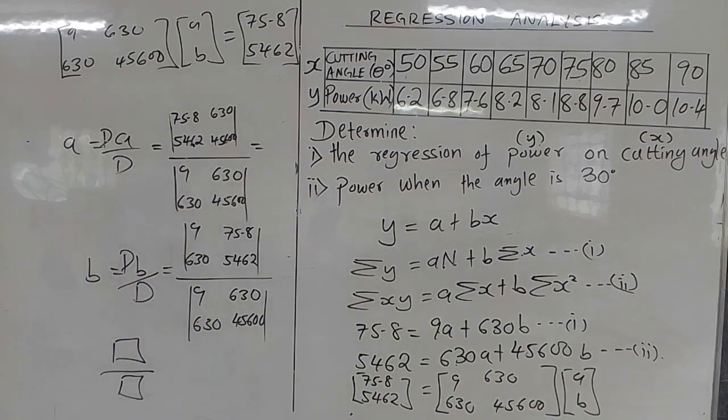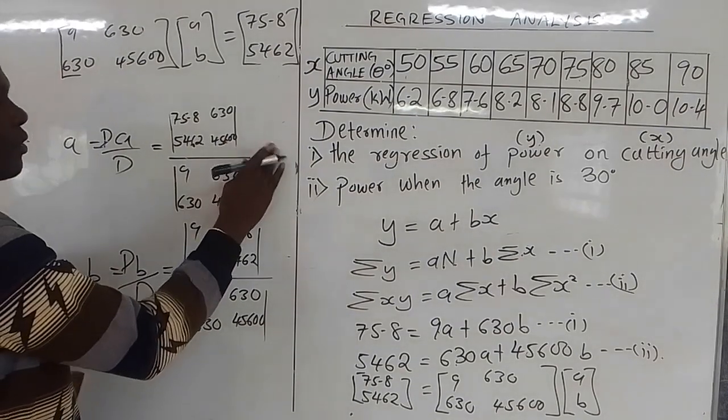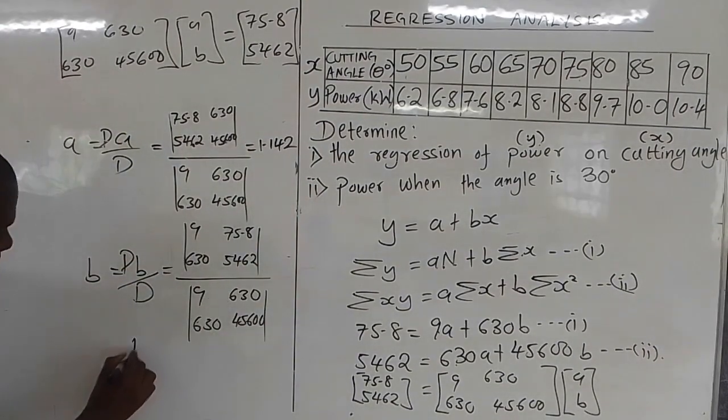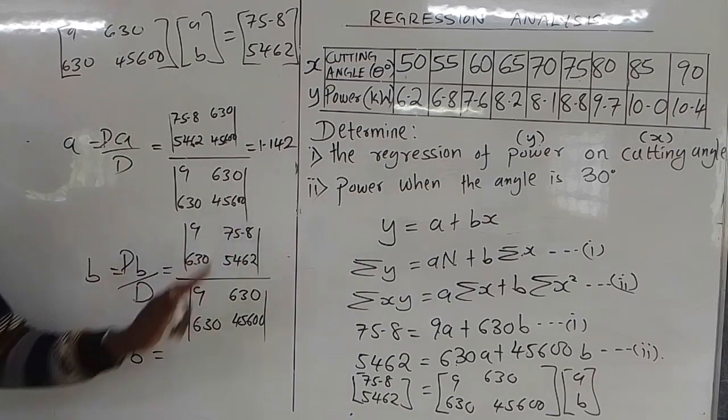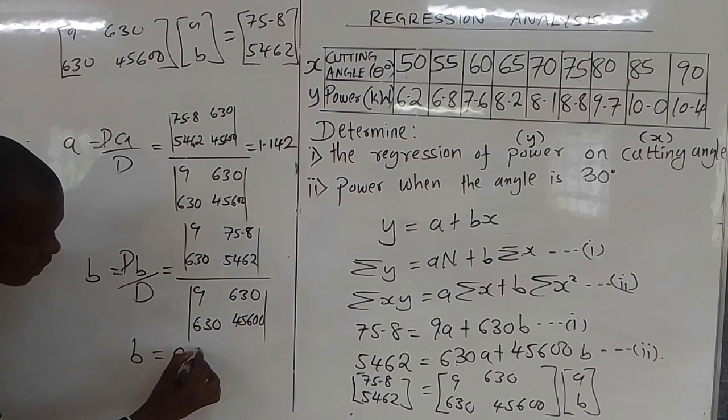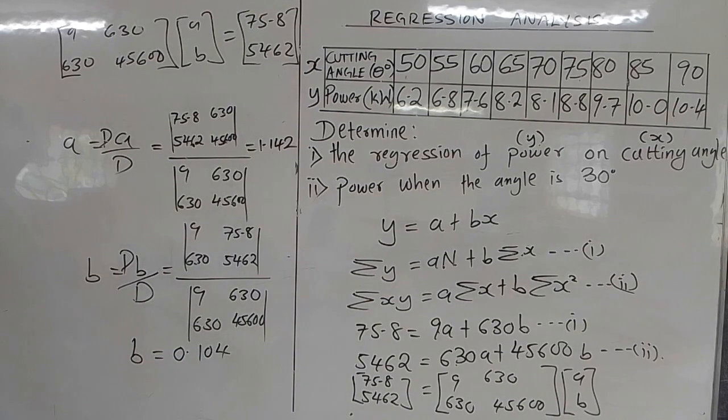Have you seen what I've done? So what do you get with the answer? 1.142. Then here again, you go again to the calculator to get B. You press that key for the numerator, this times this minus this times this, divided by this times this minus this times this. What do you get to be B? So you see Cramer's rule is direct, isn't it? Are we together? What do you get? 0.104. Are we together? That is what you are.